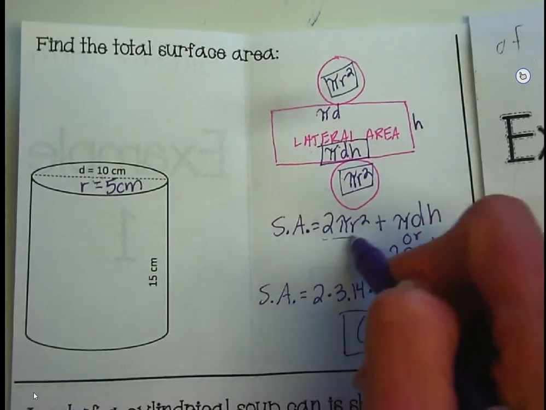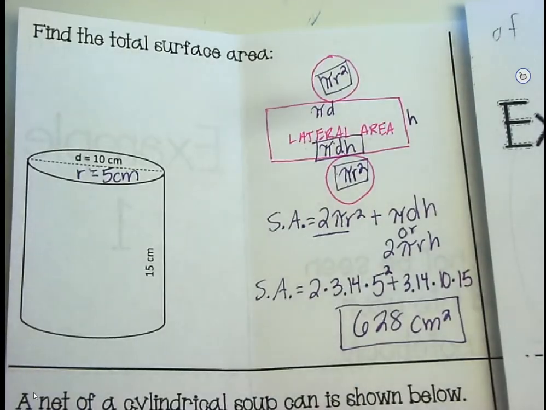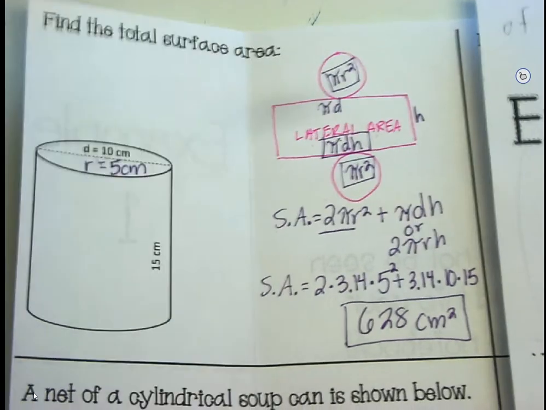You guys are going to be given the formula to use on everything, but it was important for us to look at the Coke cans today and try to figure out how we get the formula before I just give it to you. So let's go ahead and look at example 2.